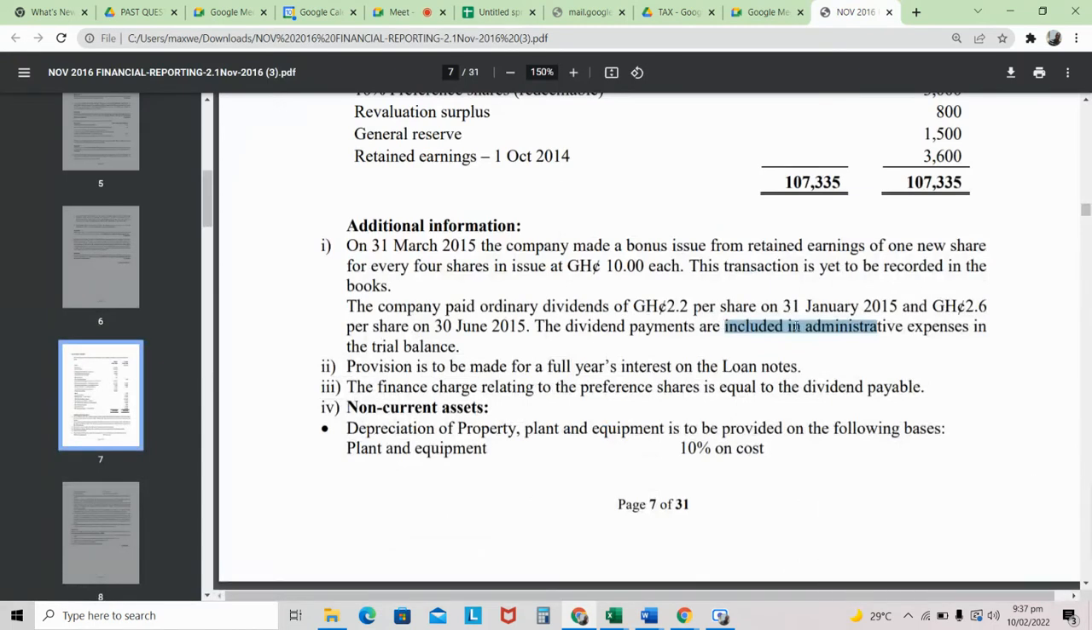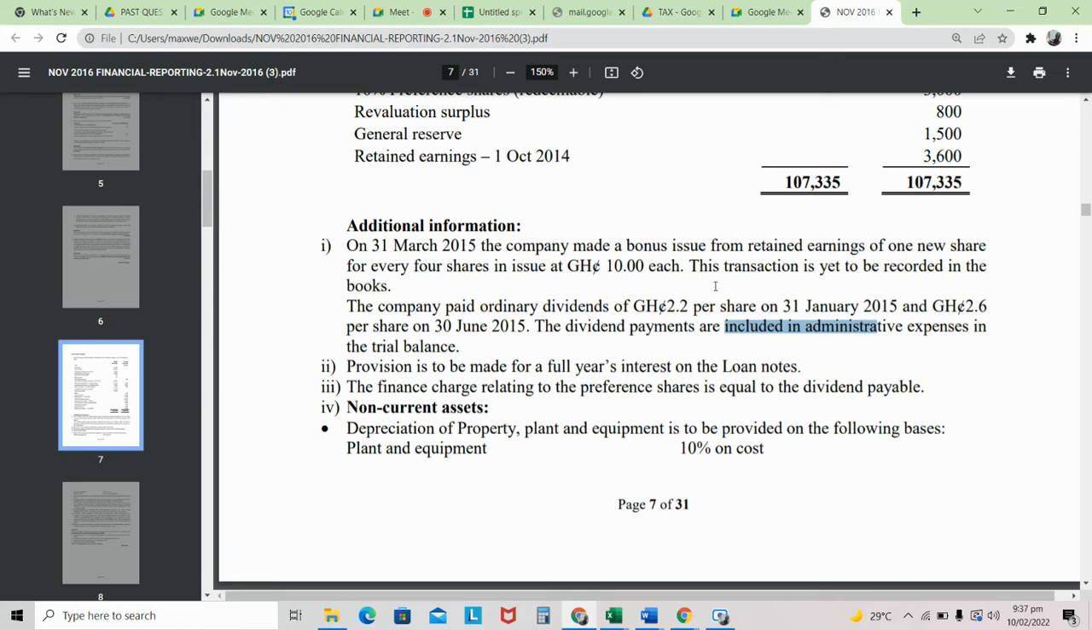Including dividends in administrative expenses is wrong. So it means we have to reverse it. We have to reverse it. But we need to know how much dividend was paid before we can take it out of administrative expenses. You see, they didn't tell us that they paid 2,000 Ghana cedis as dividend. In that case, we will just take out 2,000 Ghana cedis from the administrative expenses. But they didn't tell us.